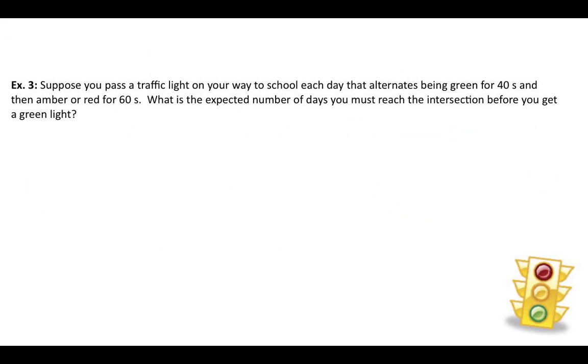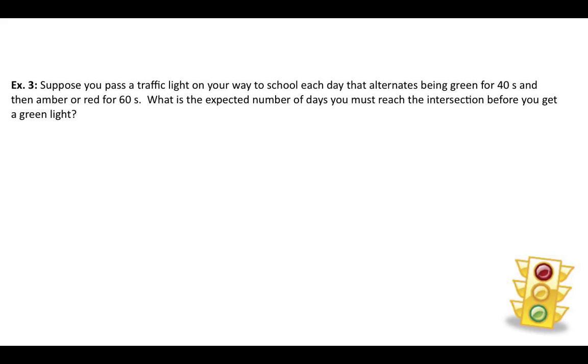Okay, so here's example 3. Suppose you pass a traffic light on your way to school each day that alternates between being green for 40 seconds and then amber or red for 60 seconds. So basically you're going to be able to go 40% of the time and you're going to have to stop 60% of the time. What's the expected number of days you must reach the intersection before you get a green light?